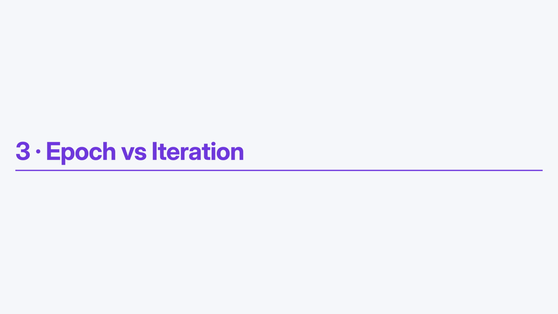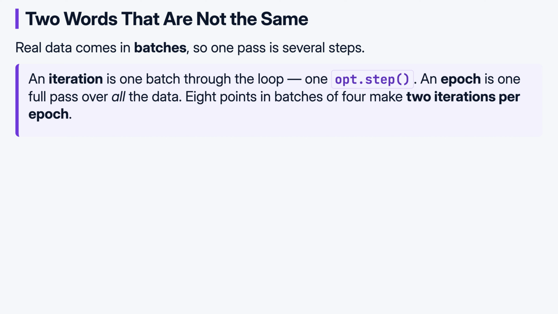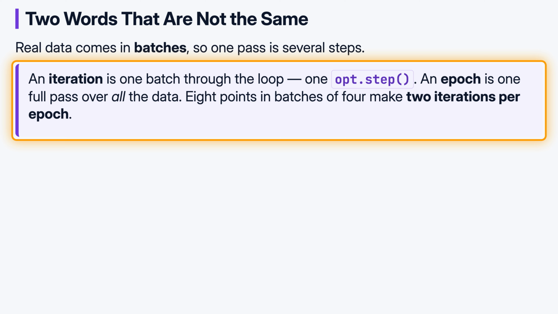Two words get mixed up all the time: epoch and iteration. Let's define them. Real data comes in batches, so one pass over the data is several steps. An iteration is one batch through the loop, one opt.step. An epoch is one full pass over all the data. 8 points in batches of 4 make 2 iterations per epoch.